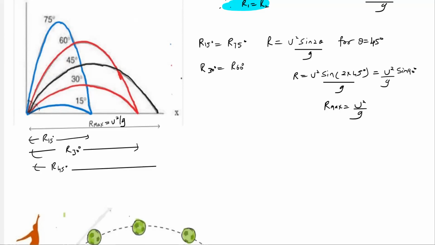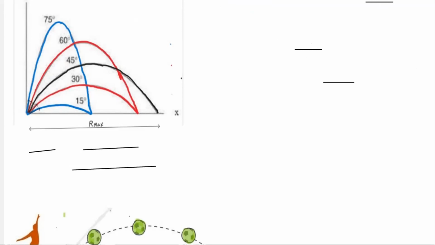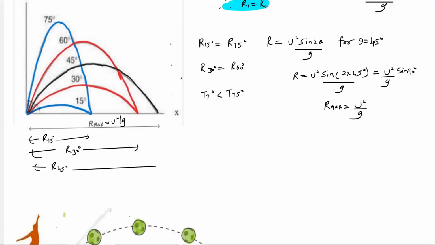Okay, I think almost all things are covered with the example, you need not bother much. So these are the basic ideas. The time of flights will be different. T for 15 degrees will be less than T for 75. Time of flight has to be different. Let me write like this. Then definitely the maximum height ascended when projected at 75 degrees will be more.